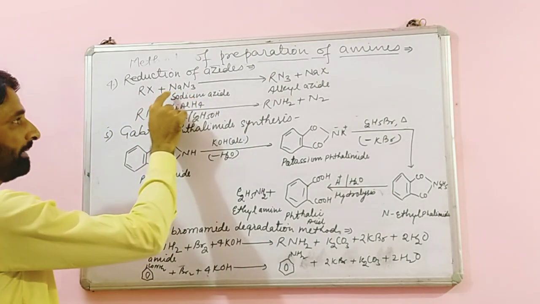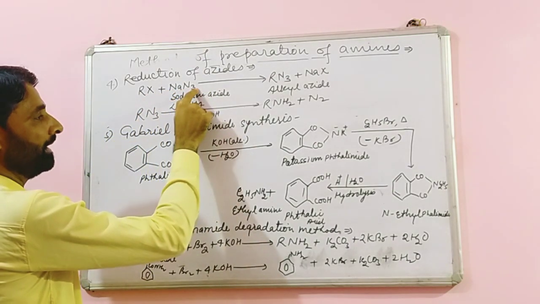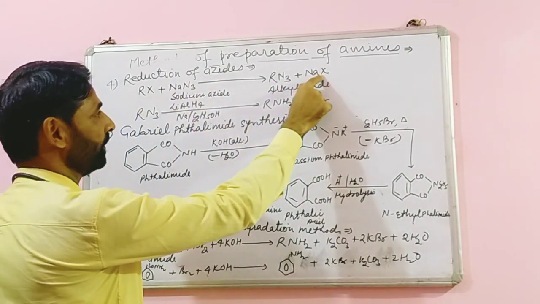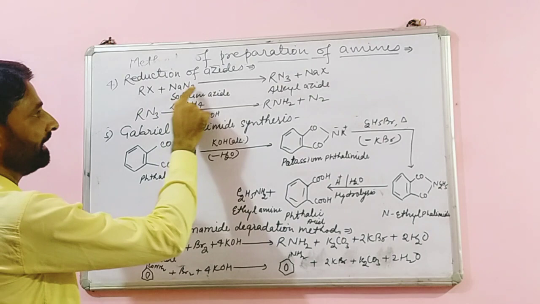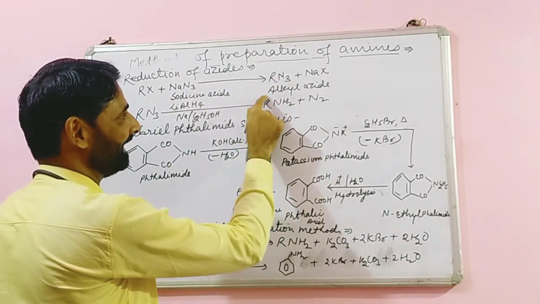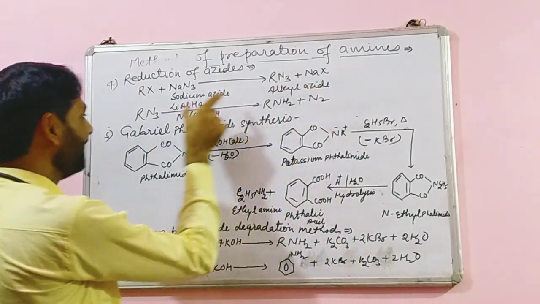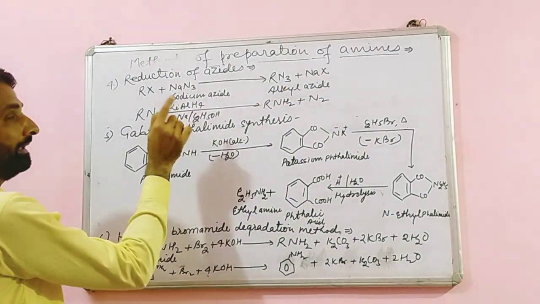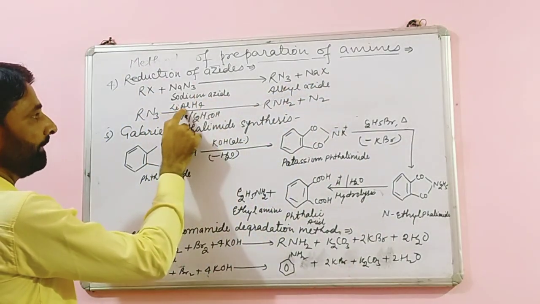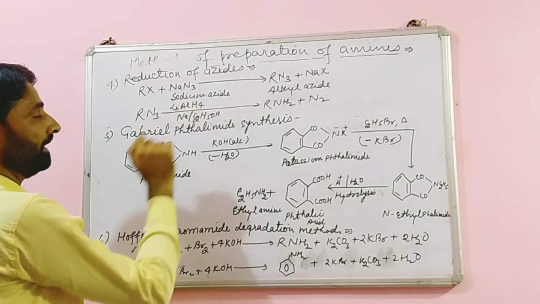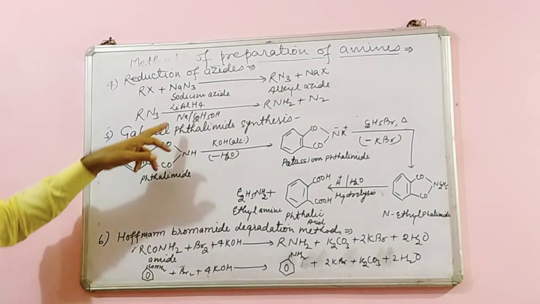What is the formula of sodium azide? NaN3. देखिए स्टूडेंट्स होगा क्या, ये XNA से रिएक्ट करके NaX फॉर्मेशन कर दिया, और ये RN3 दैट इज द R मींस एल्काइल और दिस इज एजाइड, एल्काइल एजाइड, एंड दिस एल्काइल एजाइड in the presence of lithium aluminium hydride or NaC2H5, it converts, you know that this is the reduction.